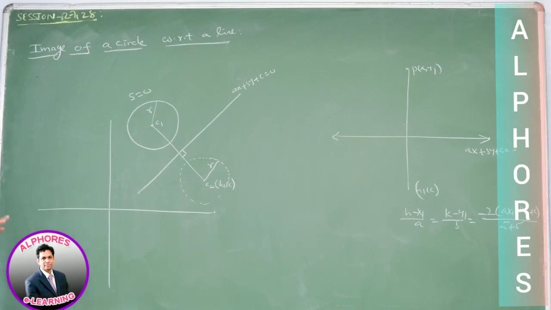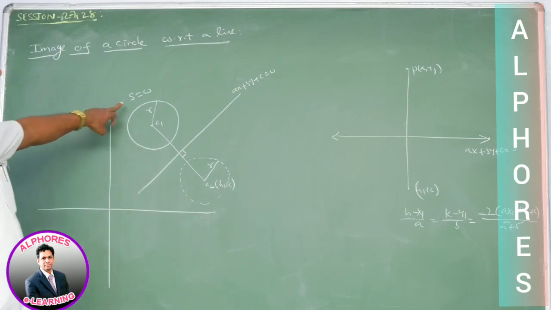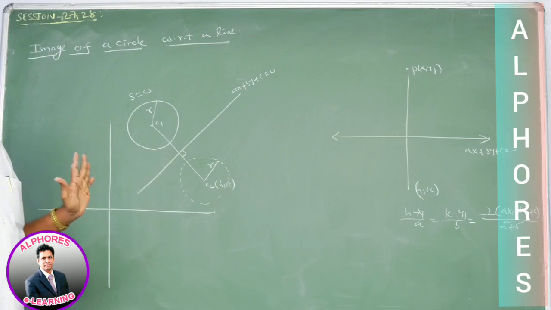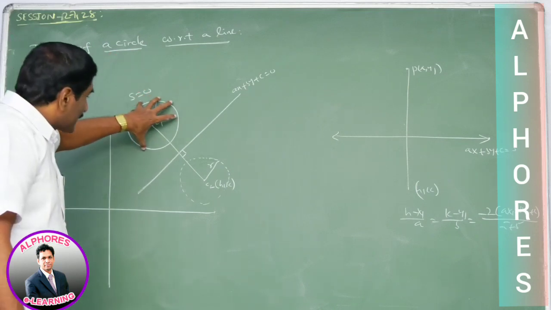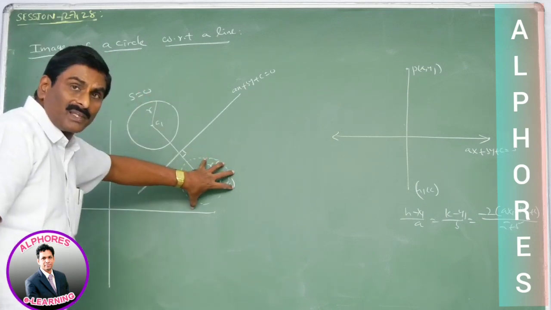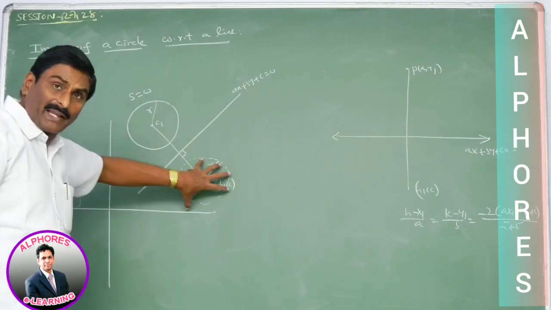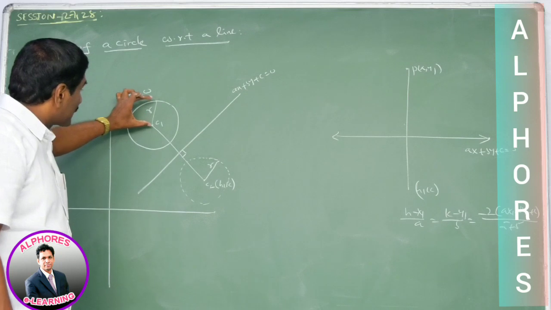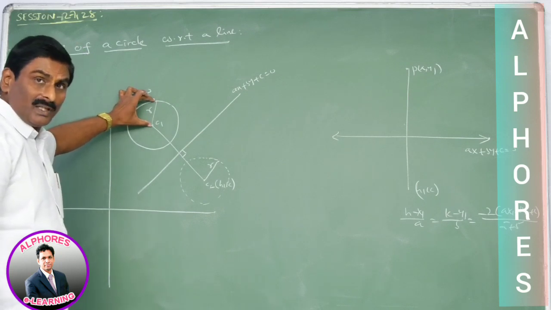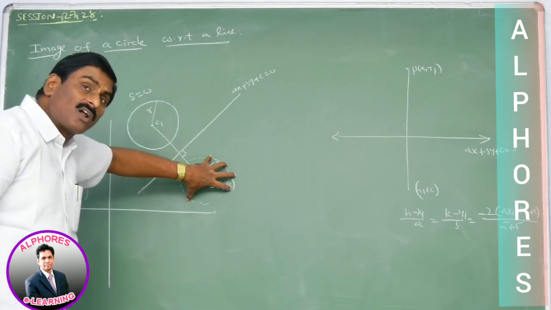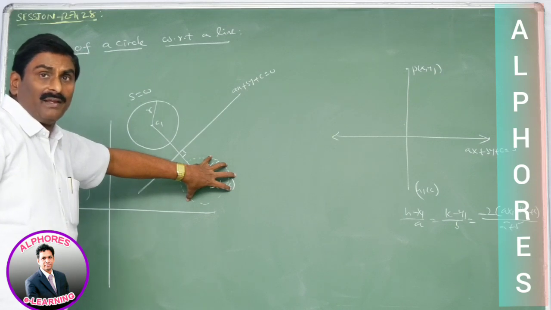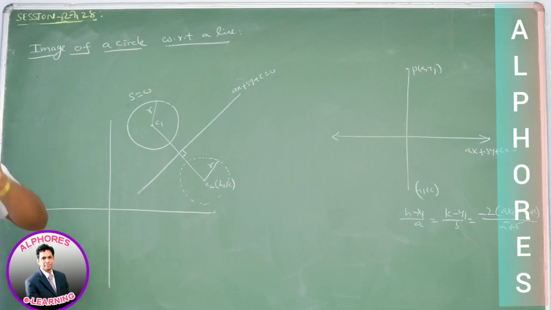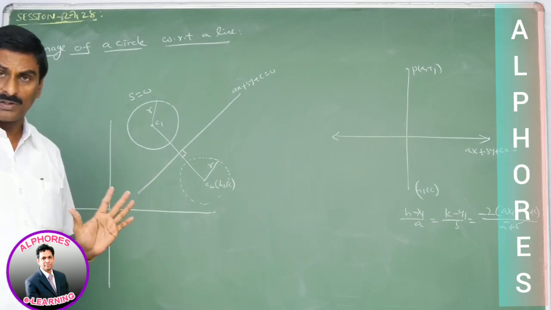Now we find the image of the circle. S means x square plus y square plus 2gx plus 2fy plus c equal to 0. It is the given circle. The image of this circle is this. Image means both are symmetric. That means if the radius of the given circle is r, then automatically the radius of the image circle is also r. The radius of the given circle is equal to the radius of the image circle. That means r is the same in both cases.